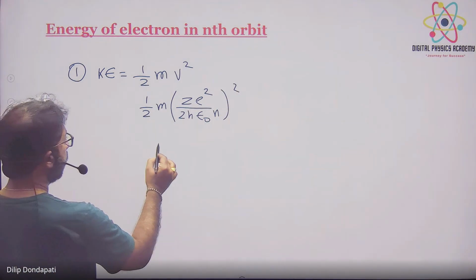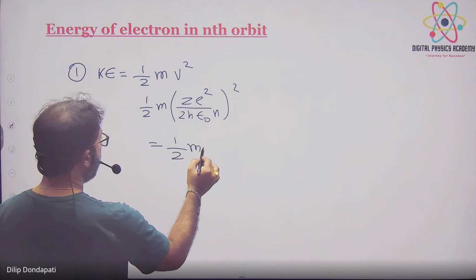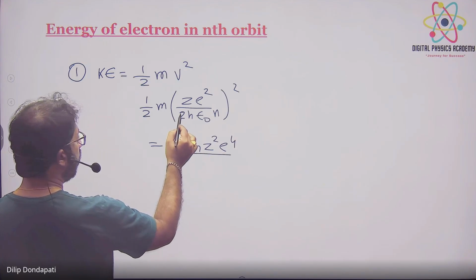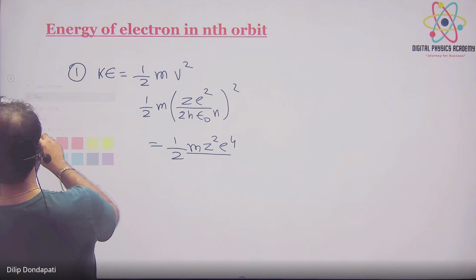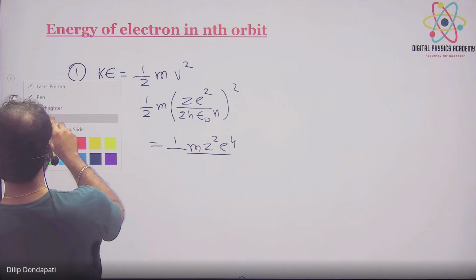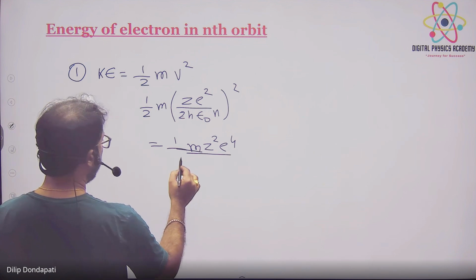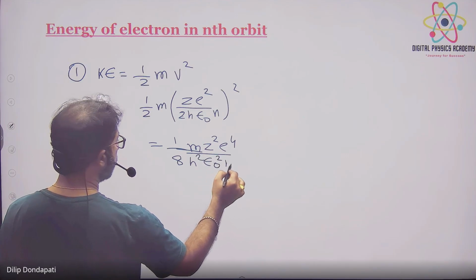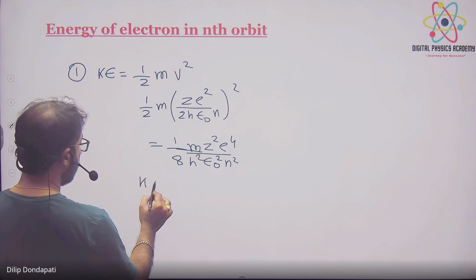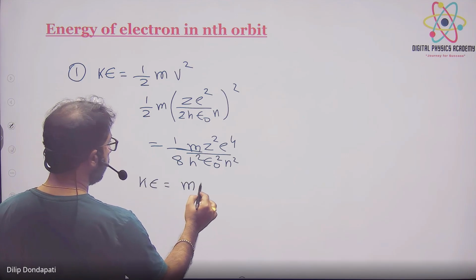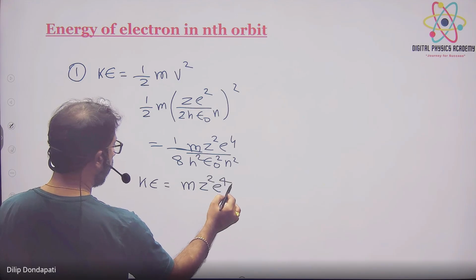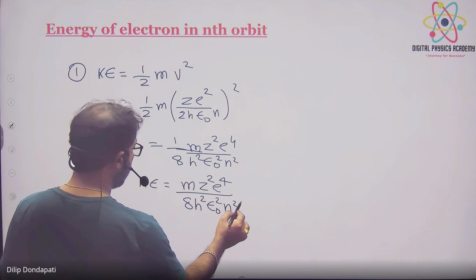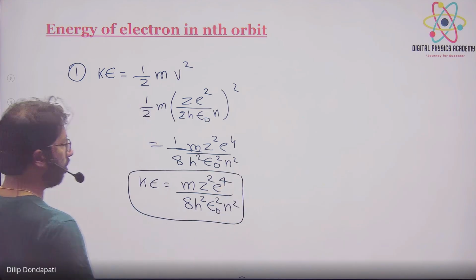Now if you calculate कितना होगा? Half m Z square e power 4 by, here 2 square is 4 into 2 is 8. Can I write 8 h square epsilon naught square n square. तो क्या है आंसर? काइनेटिक एनर्जी कितना है? m Z square e power 4 by 8 h square epsilon square n square. This is the kinetic energy, but no need of adding the formula.